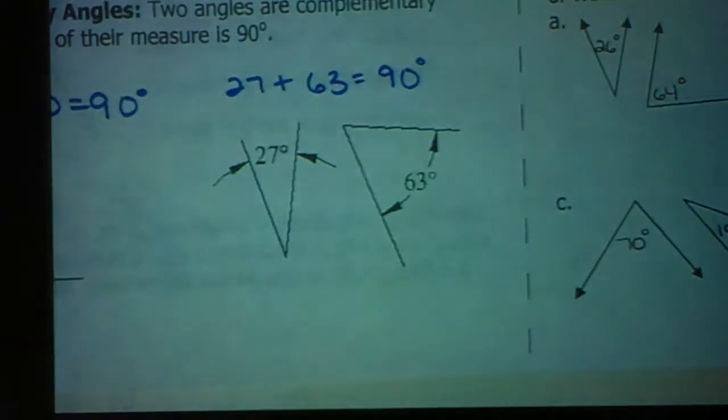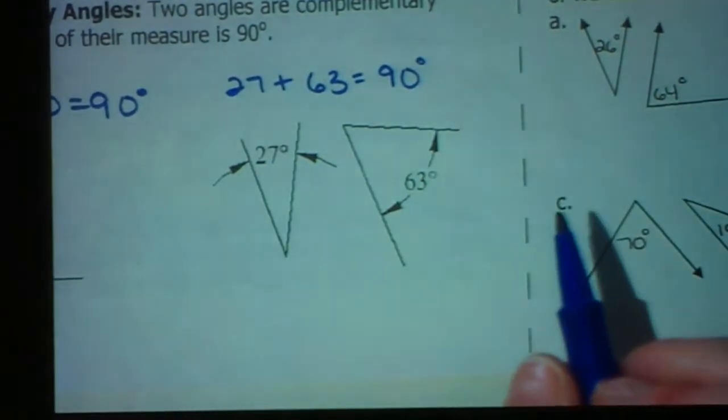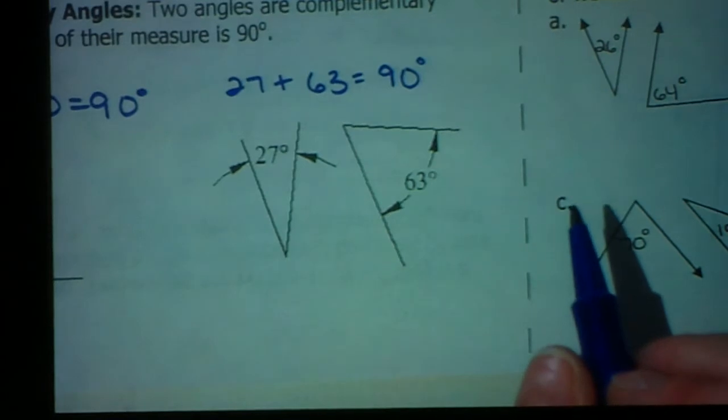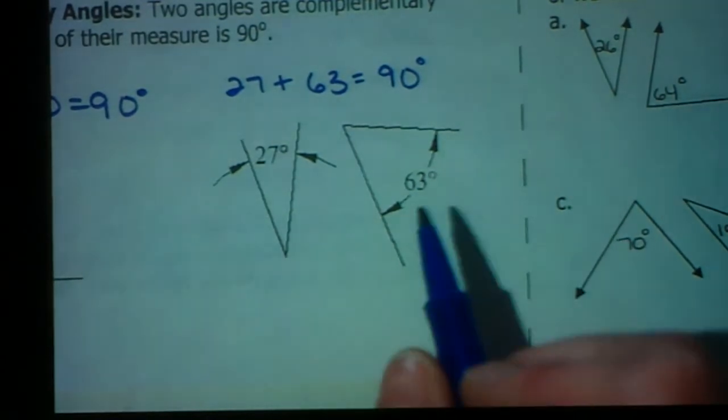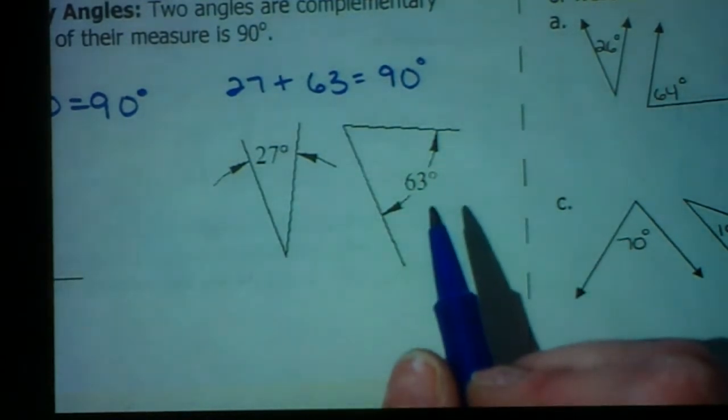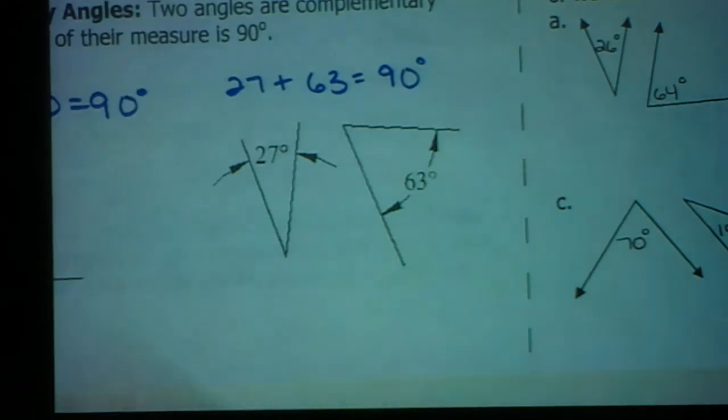Another way to remember it, complementary angles are all going to be acute because their sum is 90. So they complement each other and how acute they are. That's a little trick to remember it.